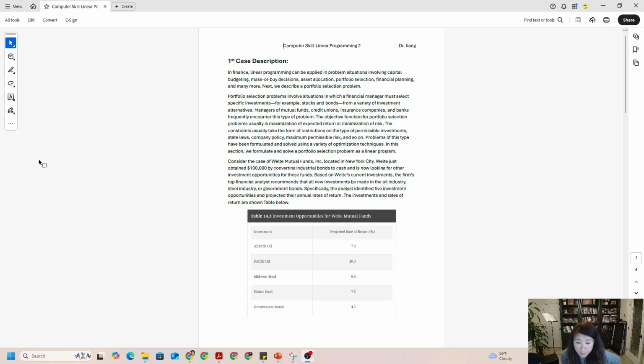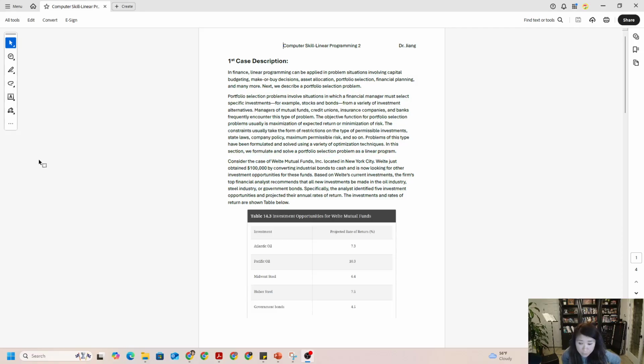Problems of this type have been formulated and solved using a variety of optimization techniques. In this section, we formulate and solve the portfolio selection problem as a linear program. Consider the case of a mutual fund located in New York City that just obtained $100,000 by converting industrial bonds to cash and is now looking for other investment opportunities for its funds.